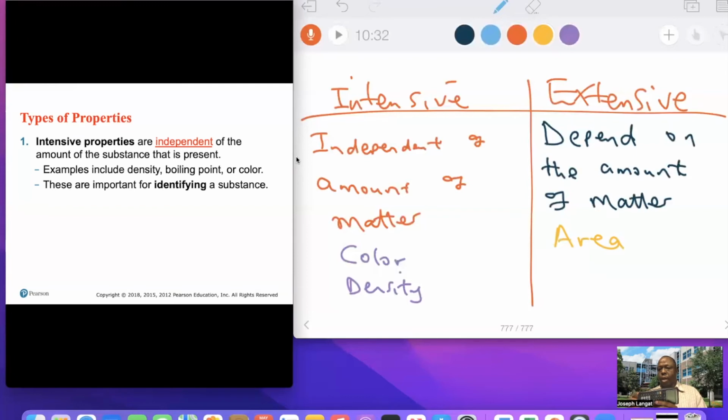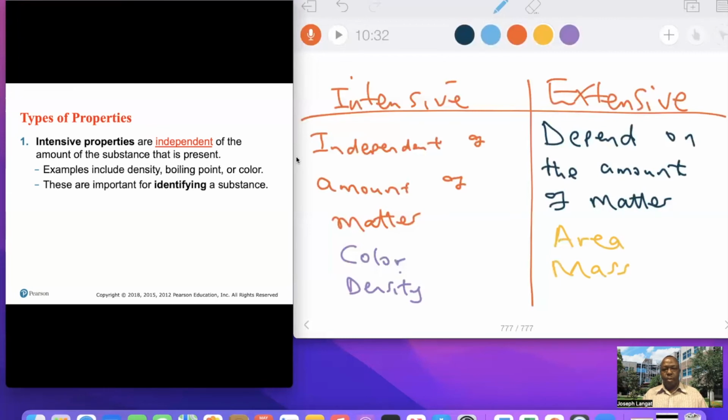I can determine the area of my calculator, length times width. If I have two or three calculators stuck side to side, the more I have, the larger the area will be. Therefore, area is a function of, it depends on, the amount you have. Mass, for example, also depends on the amount.